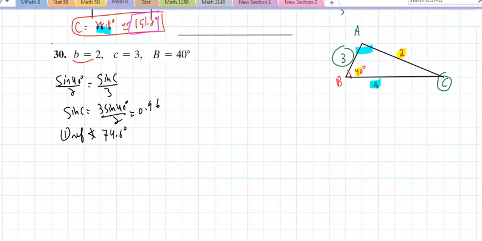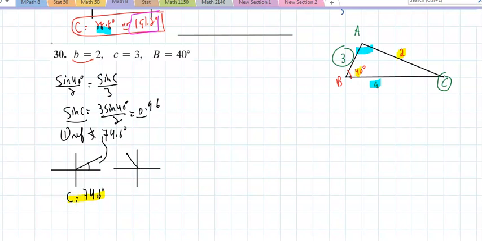Sine is positive in 2 quadrants. That's going to happen every time. Sine is positive in quadrant 1 and in quadrant 2. If this happened to be 74.6 degrees, then C could be 74.6 degrees. That's one possibility. I'll touch on that and see if that works.